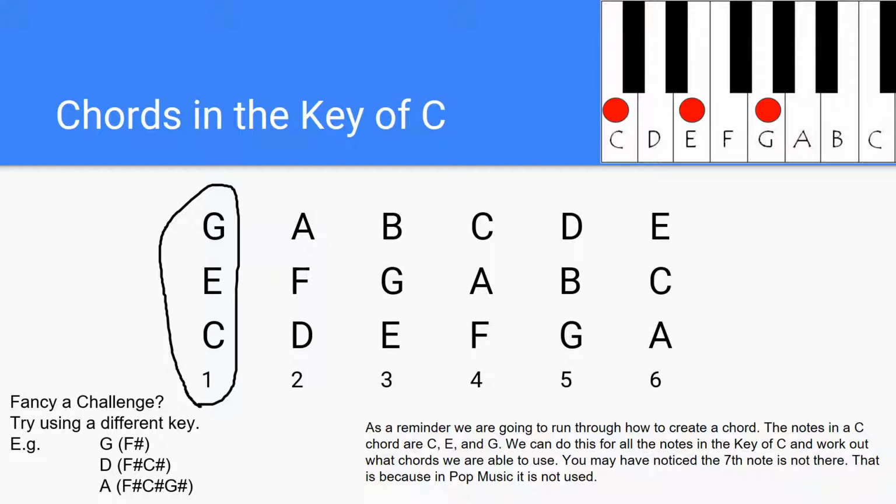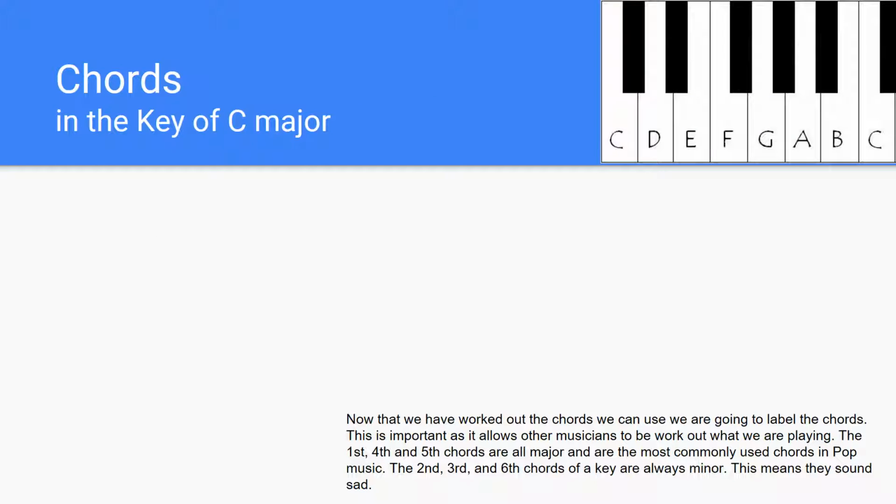C, which is of course C. You may have noticed that the seventh note is not there, and so there's no seventh chord, and this is because in pop music we don't use the seventh chord. The chords in the key of C.